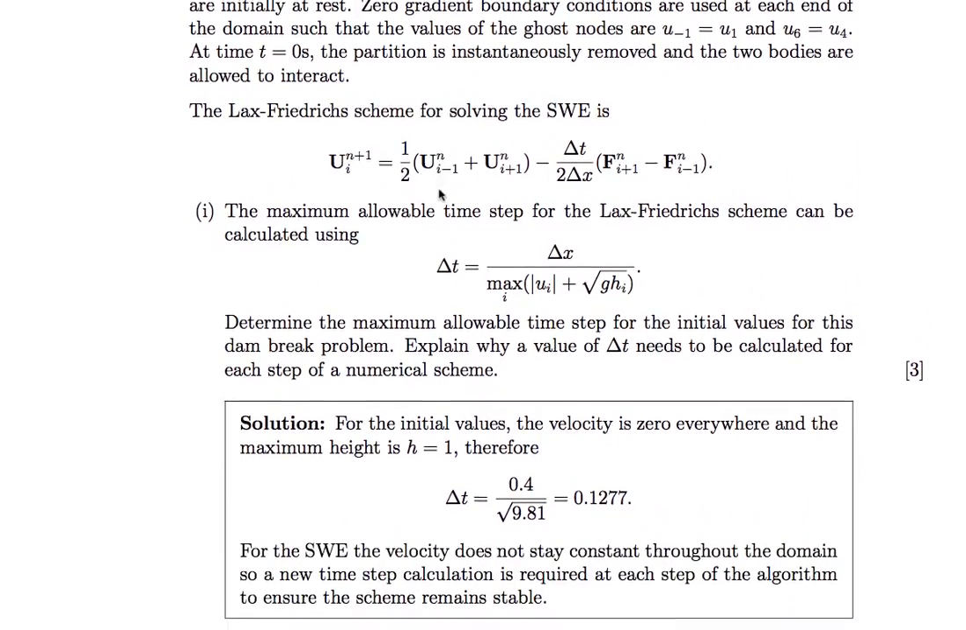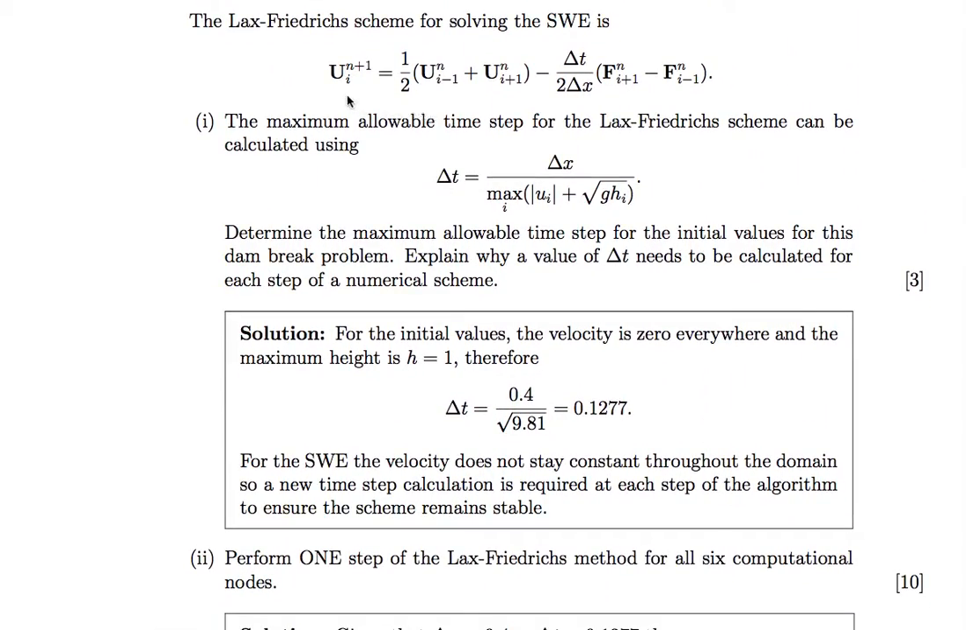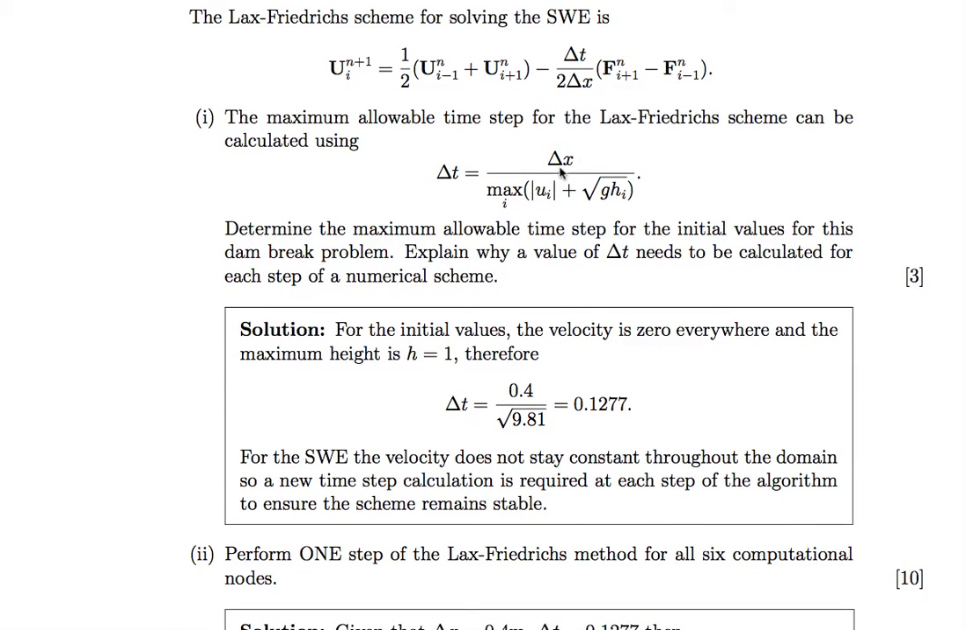So we're going to use the Lax-Friedrichs scheme to solve the shallow water equations, which you're presented with on the exam paper. And B part 1 says calculate the maximum allowable time step using this formula here. Okay, so delta x we've already established as 0.4, that's quite easy. So for each node in the domain, we have to calculate the absolute value of the fastest or slowest wave speed. Well, it makes it easy for the first time step because u is 0 everywhere. So we can just ignore this term.